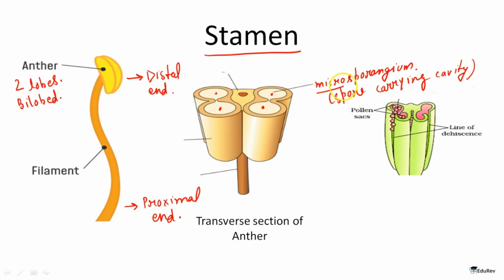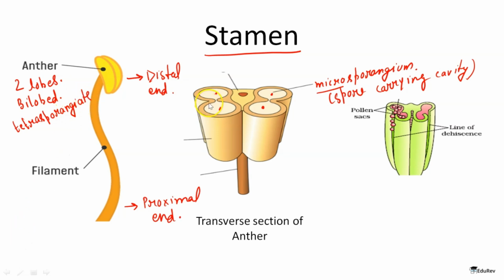Why? Because micro is used for male spore and mega is used for female spores. You must remember that. These cavities are present in microsporophyll. This is also known as microsporophyll. So we have four microsporangia present in the anther. Hence it is also known as tetrasporangiate. So we can write here tetrasporangiate.